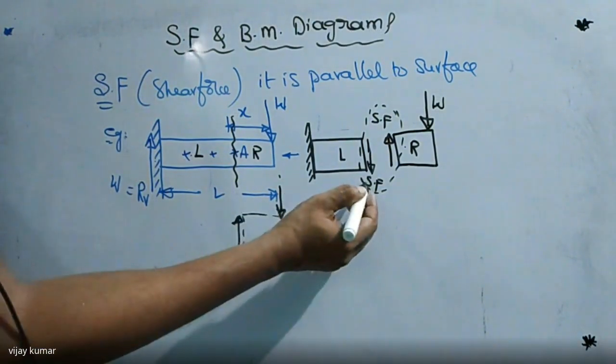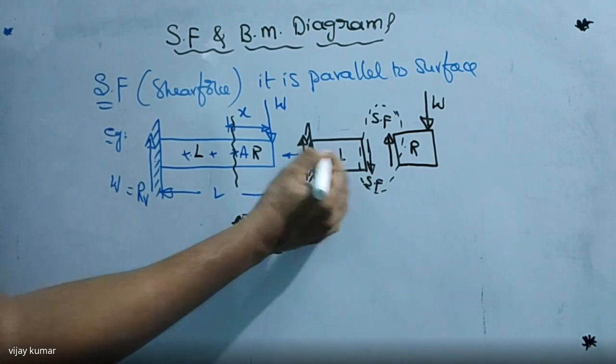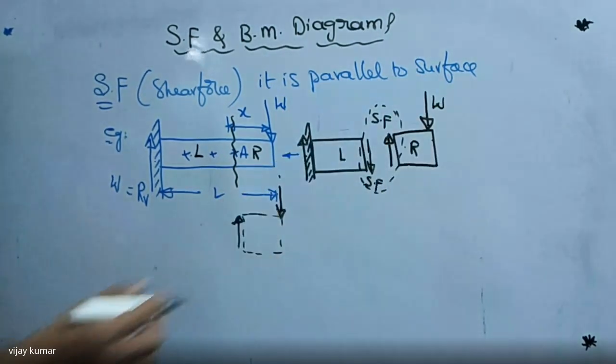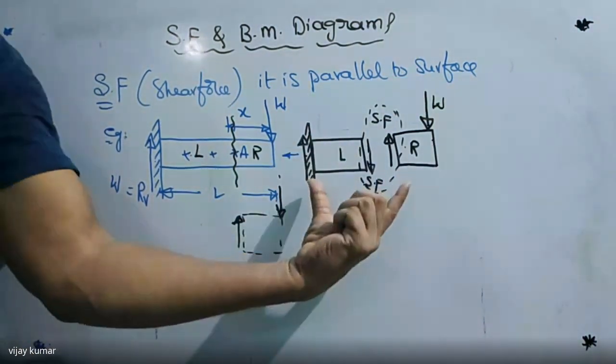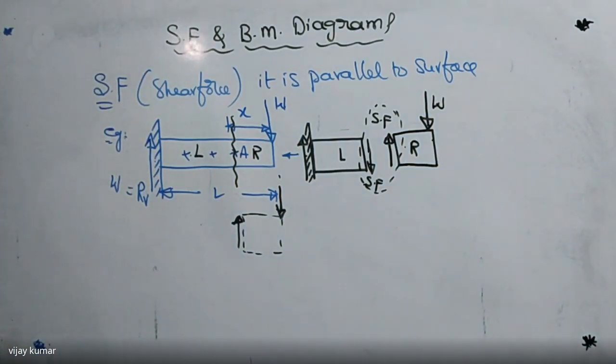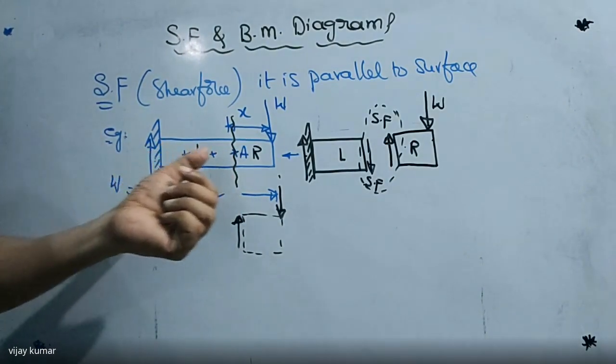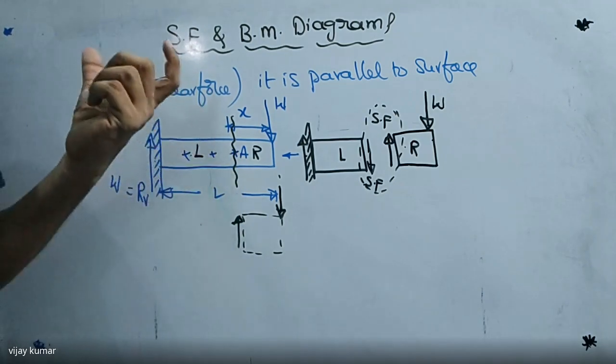And what is this force here? This force must again be equal to this force. These two are balanced and these two are balanced. Then only the component is said to be under equilibrium. Now I am going to define the shear force here. I am taking a number of points here.